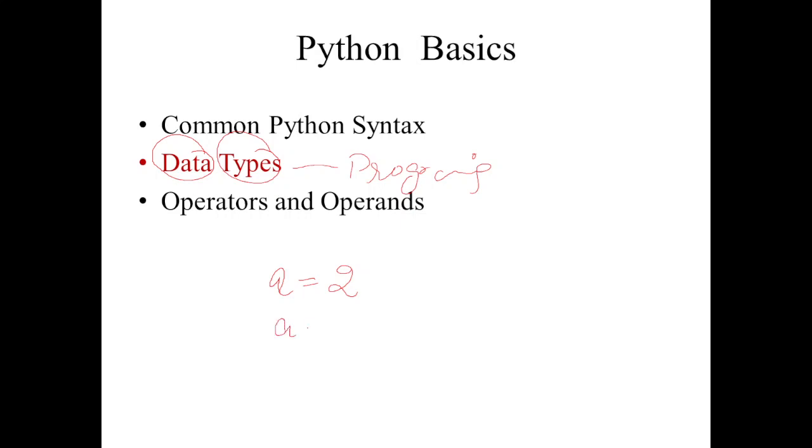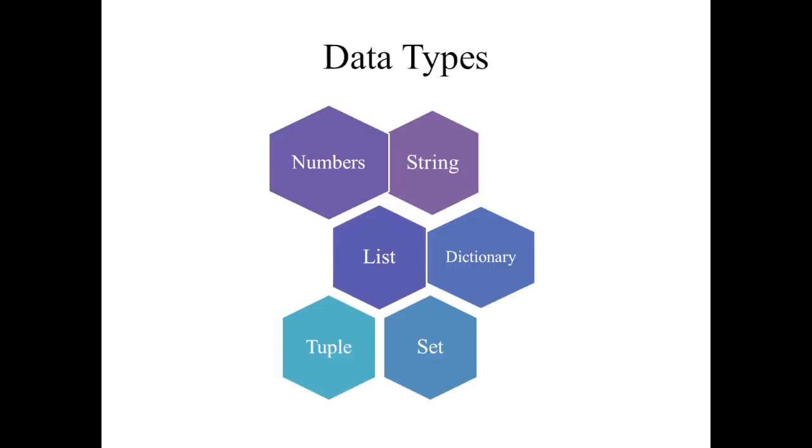For example, it can be an integer, it can be a point value, it can be a group of numbers, it can be a list, it can be a string. So these are called data types. What are these different data types? Let me discuss it one by one for you. In Python programming, there are different data types that are available. For example, these are six common data types, and we will discuss them one by one.